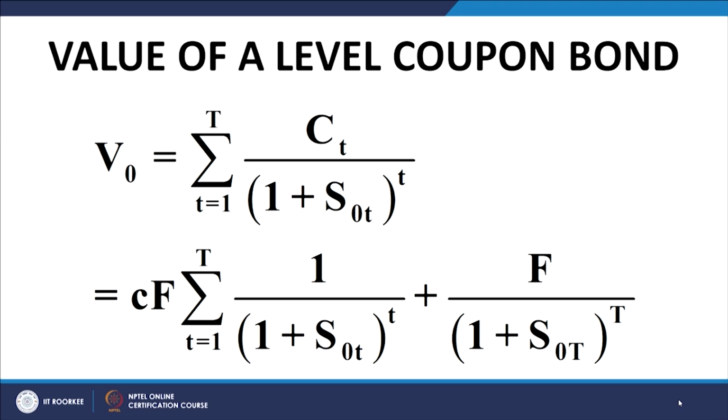So, in the absence of any explicit information, we will assume that the analysis that we are doing is for a level coupon bond, the coupon rate is fixed and the redemption is at face value, what we call a plain vanilla bond. It is also termed a plain vanilla bond. So, in this case we have this formula, and because the coupon rate is fixed over the life of the bond, you can take it outside the summation.